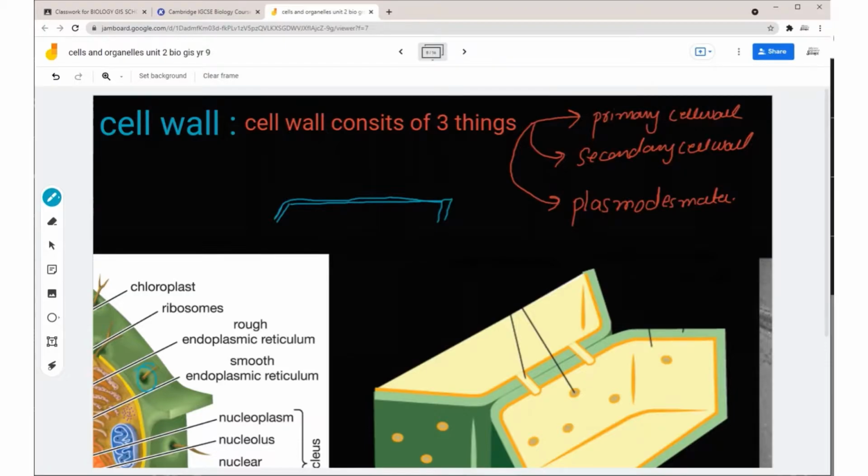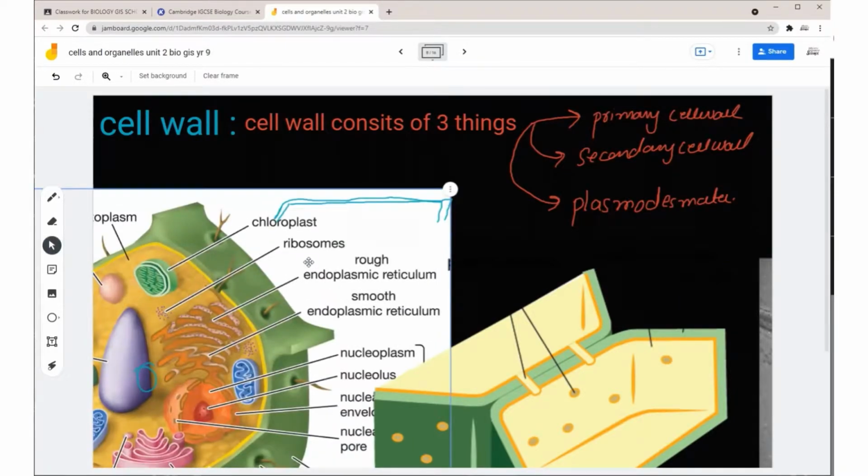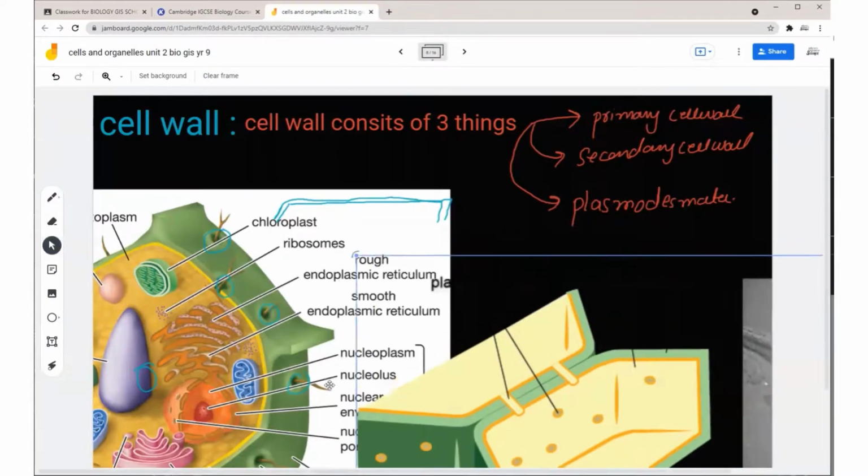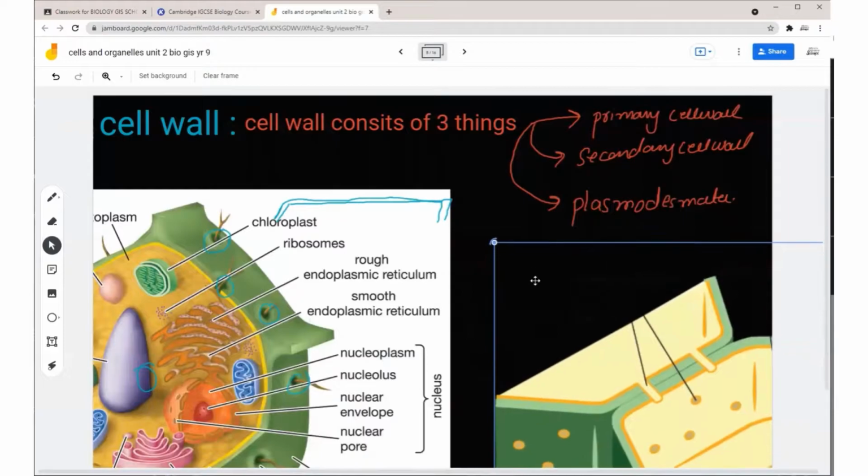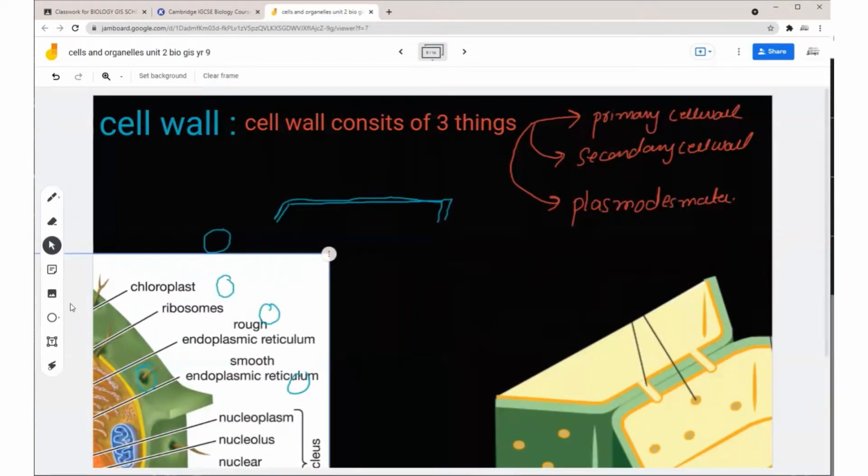But what is plasmodesmata? Plasmodesmata are these holes. Can you see these holes here? These holes from which things are coming out are called plasmodesmata. What are they called? Plasmodesmata. Excellent. Never forget, these are called plasmodesmata. One of the important functions of plasmodesmata is that they build a connection between cells.